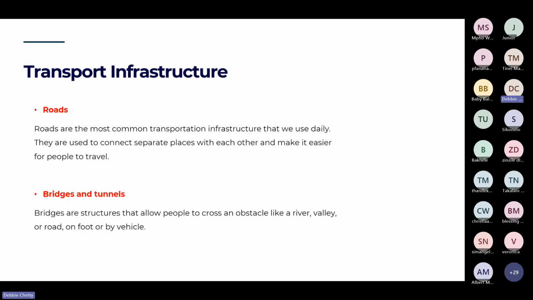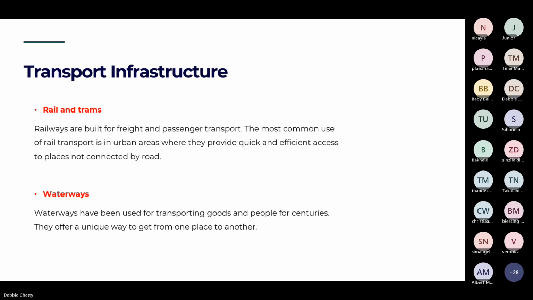Right? Then you also have transport infrastructure. Transport infrastructure refers to roads, like we said, which are the most common transportation infrastructure that we use daily. Bridges and tunnels are structures that allow people to cross an obstacle like a river, a valley, or a road, whether on foot or by vehicle.